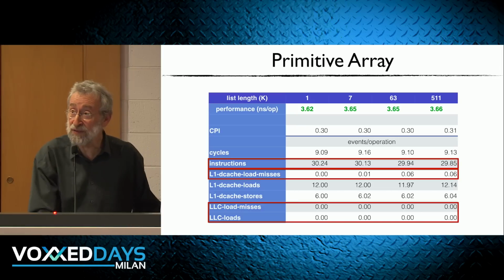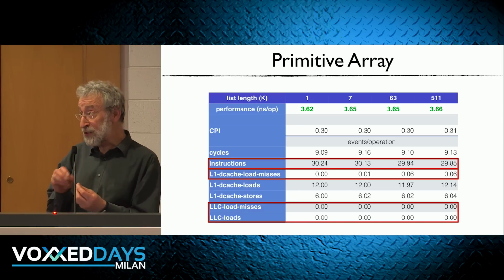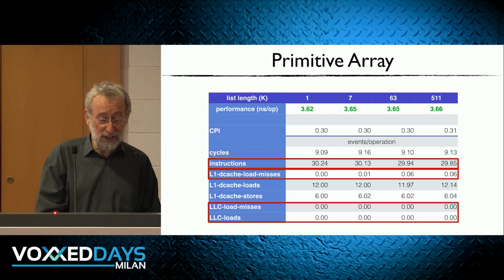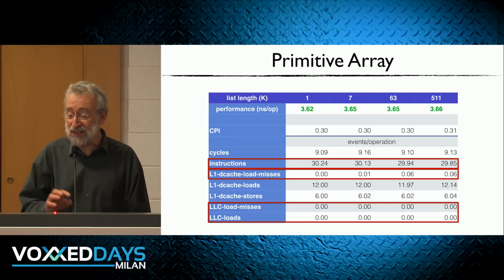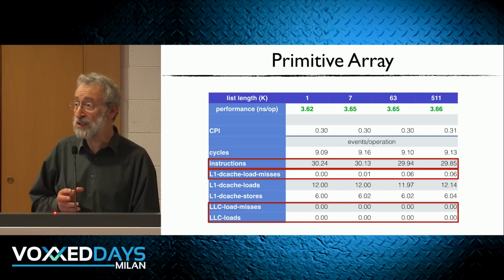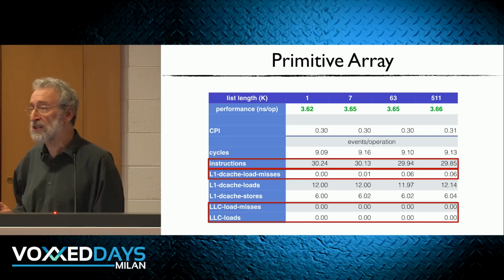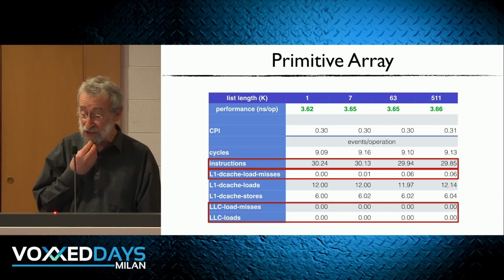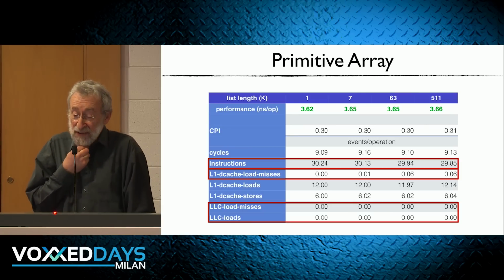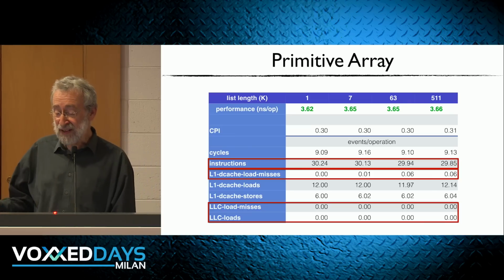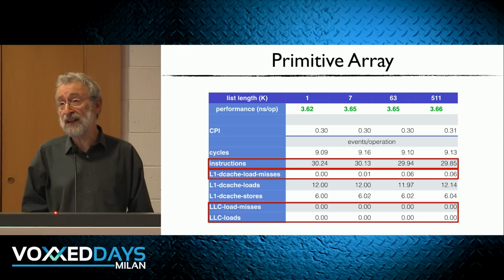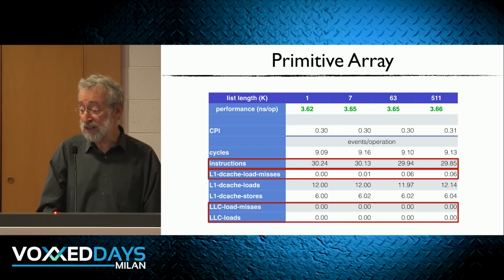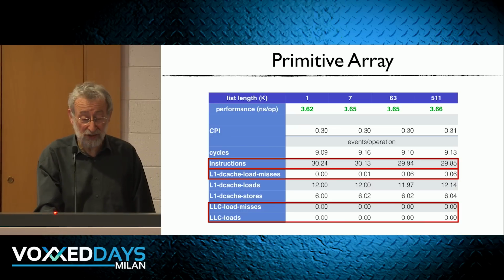Now, if we look at a primitive array, which of course is very cache friendly, we're iterating over that, and stride prefetching works perfectly, we see something completely different. We see that the performance is almost constant, even for a very large array. And the reason for that is that the level 1 cache misses, the second line, are almost zero, even for the large array.